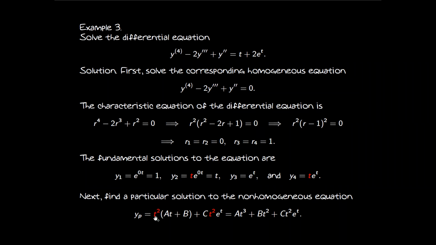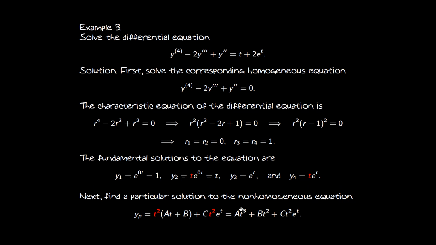Okay, so that's why we have the t squared, and then for this t, you're going to use at plus b. Now for the second term, the e to the t, we know it is a fundamental solution, and also the t e to the t is also a fundamental solution. So to address this term, you have to use another extra t, so that will be a t squared times e to the t. Okay, so finally, we can propose the particular solution in this form.